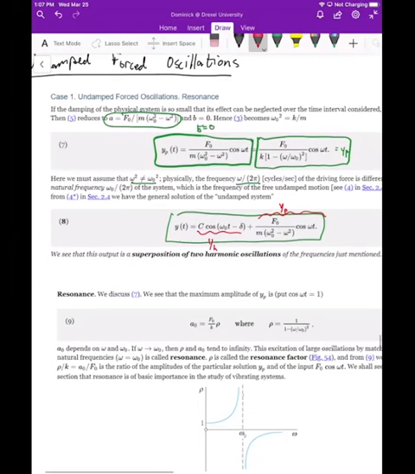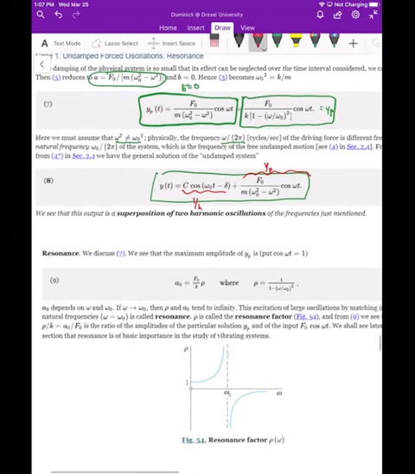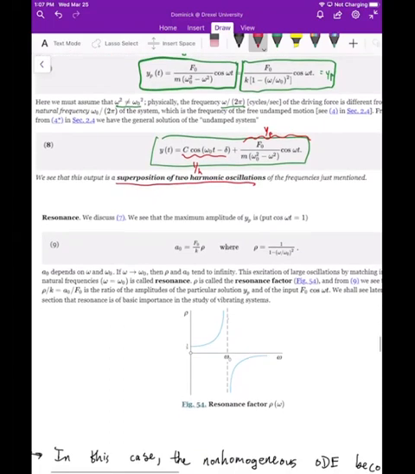Okay, and again, this is one note here: this is just a superposition of the two harmonic oscillations of the two frequencies that we've talked about. Now the next thing that we need to discuss is what's called the resonance.